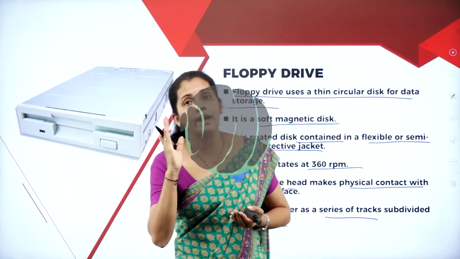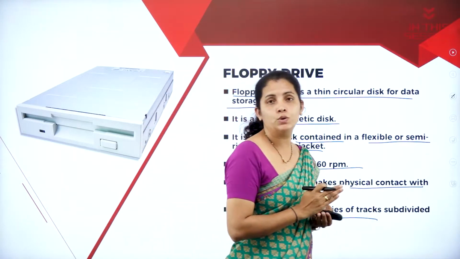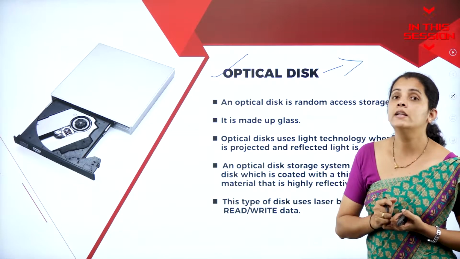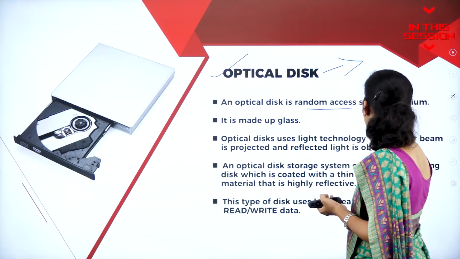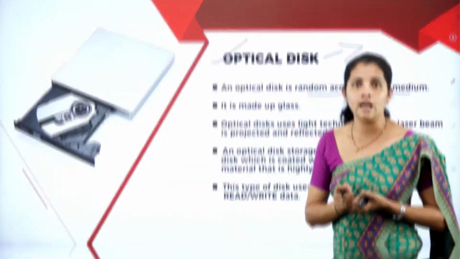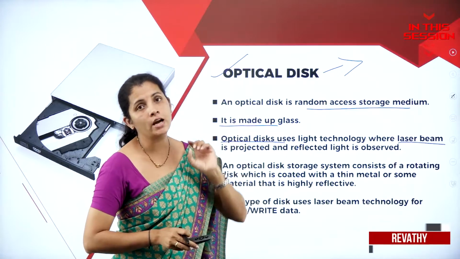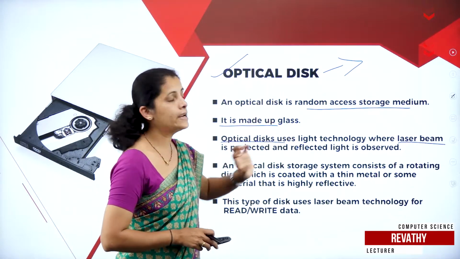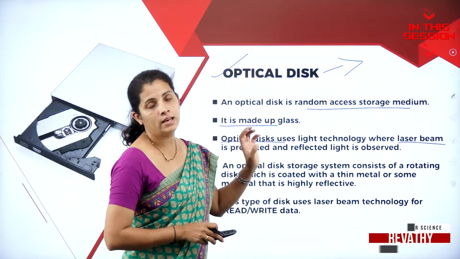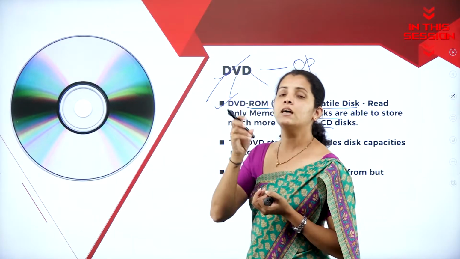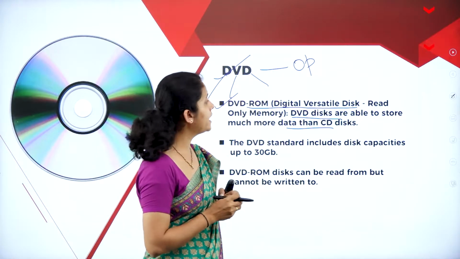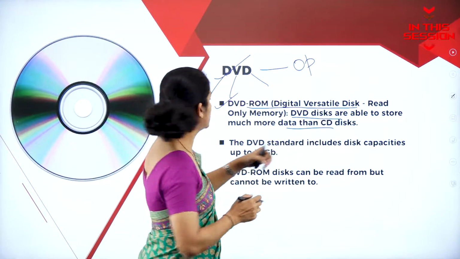The number of tracks are subdivided into number of sectors. This is the main example for secondary memory, and it provides random access storage media. Whatever operation I want to perform on the optical disc is carried out with the help of light technology. DVDs are capable of storing a larger amount of data than CD disks.